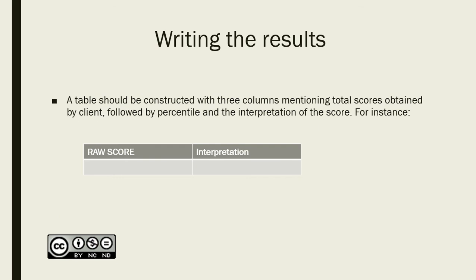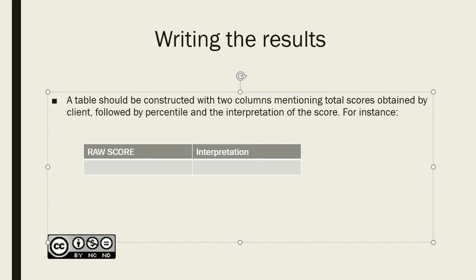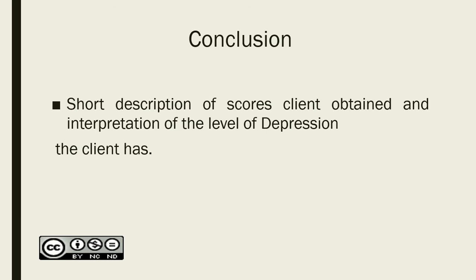A table should be constructed with two columns where you have the raw scores and the interpretation. In the interpretation, you start off with the client's demographic information, what HDRS is, what it measures, and then you triangulate the data based on the scores obtained by the client on the scale, the case history data, as well as your observations of the client throughout the case history taking sessions. And then you end with your recommendations for treatment and prognosis.